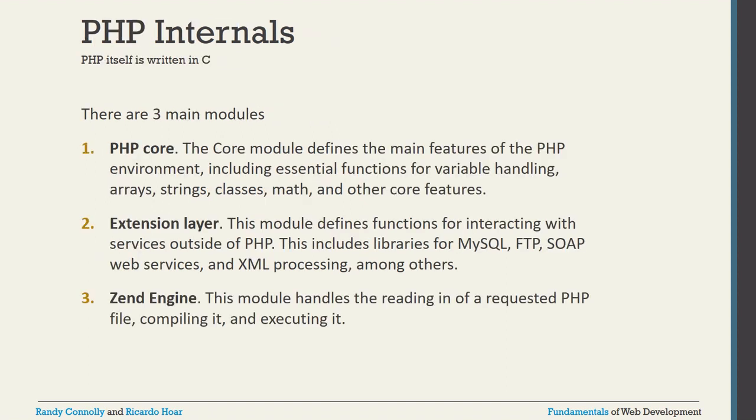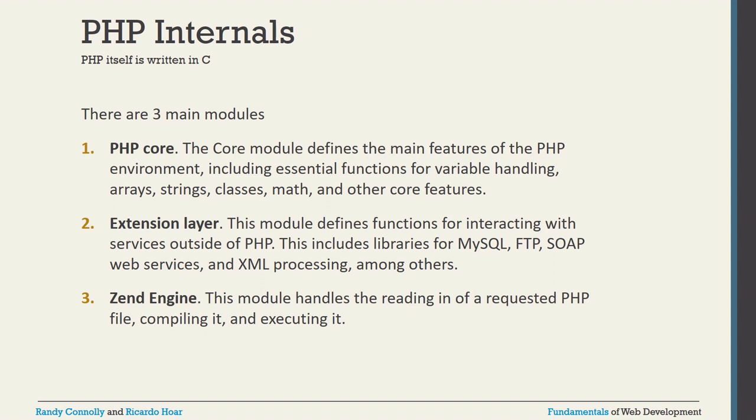One more very important thing is the PHP internals. PHP has three modules. One is the PHP core, the next is the extension layer, and the third is the Zend engine. The PHP core defines all of the main features of PHP, like the PHP environment, essential functions, variable handling, arrays, strings, classes, math, and any other core feature that is part of PHP core. The next thing is the extension layer.